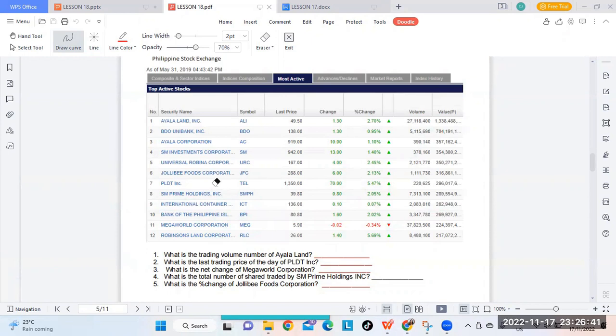So for number 5, what is the percent change of the Jollibee Foods Corporation? Jollibee Foods Corporation. So Jollibee, number 6. Tapos, hinahanap natin is the percent change. Hindi sa change, percent change. So, dito tayo. Okay, that was Jollibee. So, we have 2.13%.